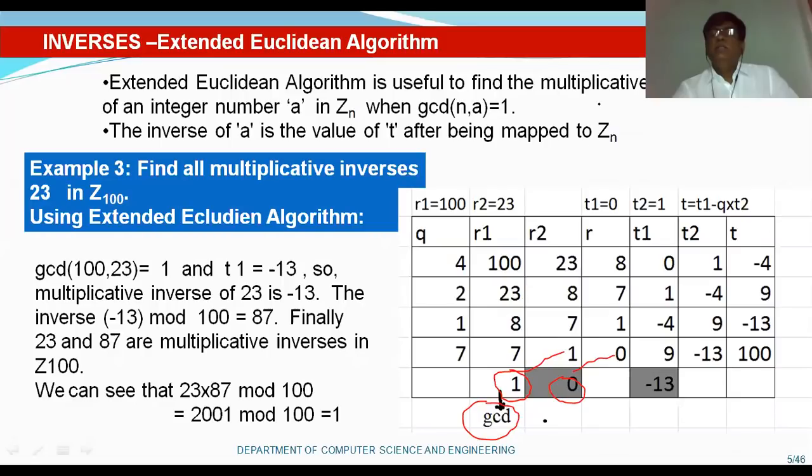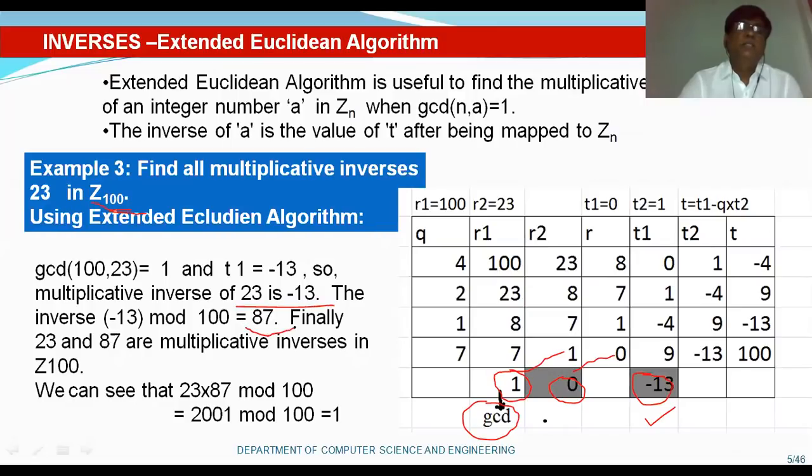So the T1 value is minus 13. Minus 13 is the multiplicative inverse of 23 in Z100. So the multiplicative inverse of 23 is minus 13, since we got T1 as minus 13. Now, minus 13 mod 100.